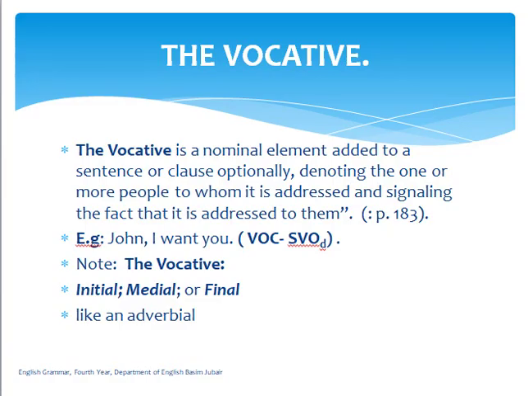Now, the three things we're going to deal with: what is vocative, what are its forms, and what are its functions. Starting with vocative: first, it is a nominal element, which means it belongs to nouns and noun phrases. It is added to the sentence or clause optionally, so we either use it or not. Sometimes we use it for certain reasons, sometimes we do not need it.